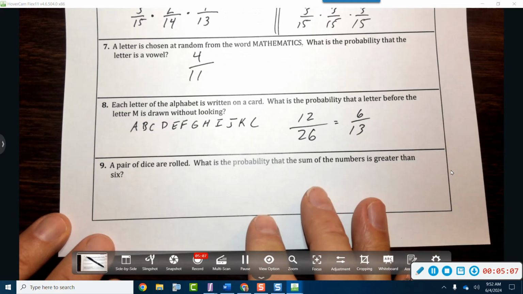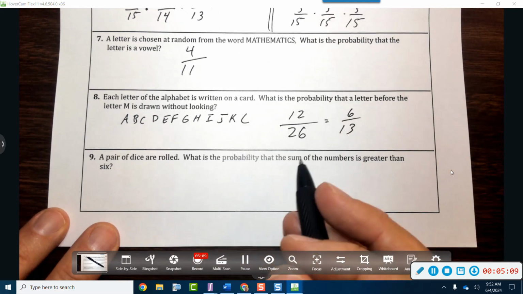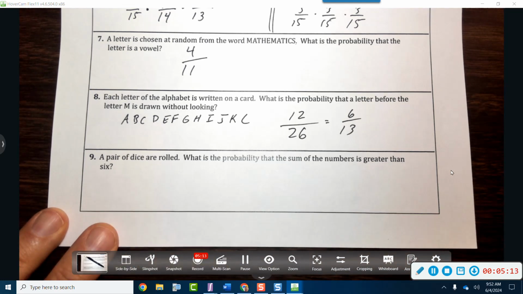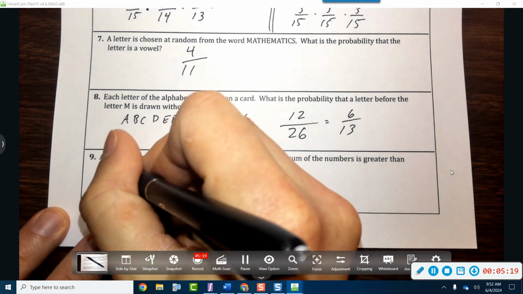A pair of dice are rolled. What is the probability that the sum of the numbers is greater than 6? Okay, the sum of the numbers. Well, let's draw out a sample space. You've got 1 plus 1.